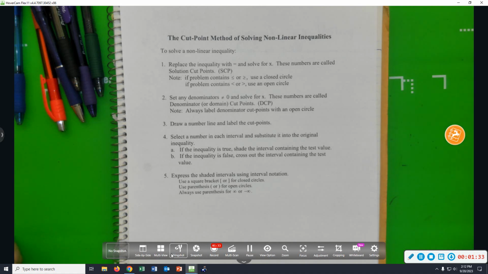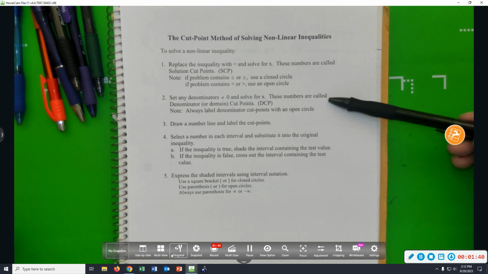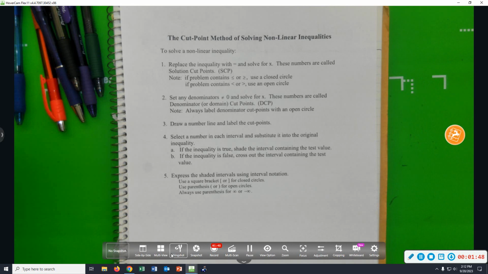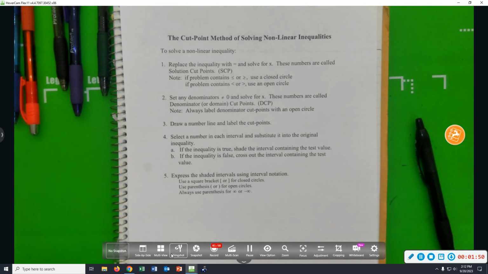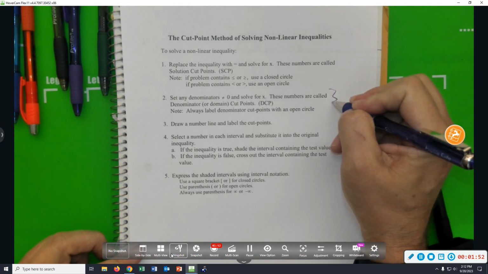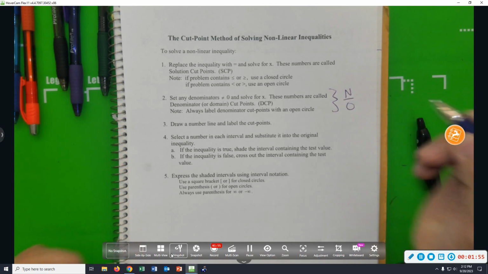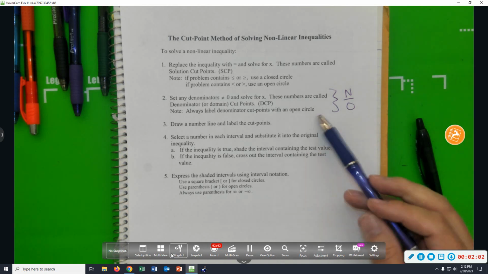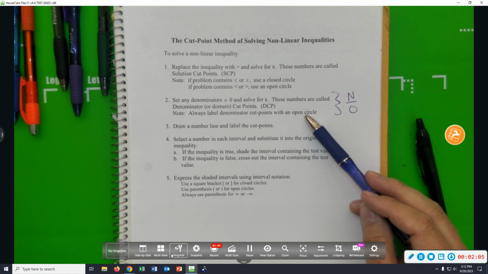Then we ask ourselves, well, when is the expression not even a number? Maybe it's undefined sometime. We've seen undefined expressions. They occur when the denominator is equal to 0, something like a number over 0. That's what you're looking for here. The numbers that you find are called denominator cut points, and you always label denominator cut points with an open circle. You never want a denominator of 0.